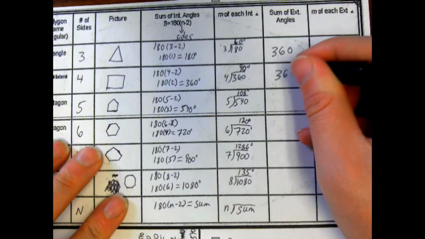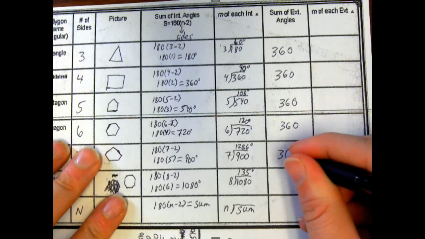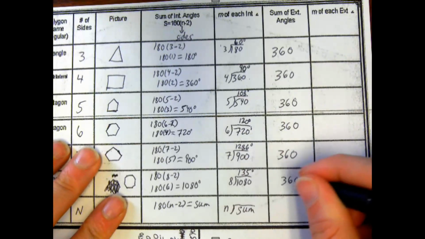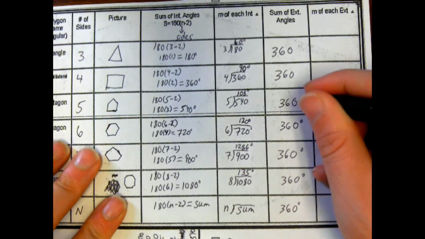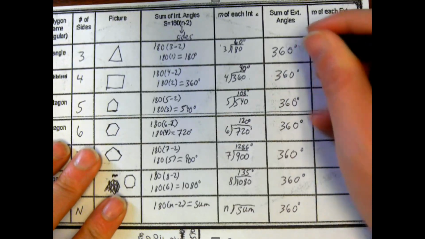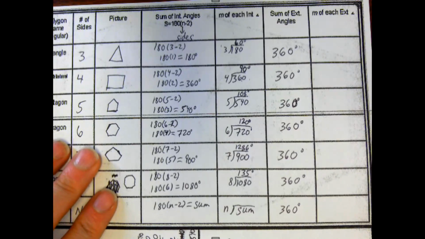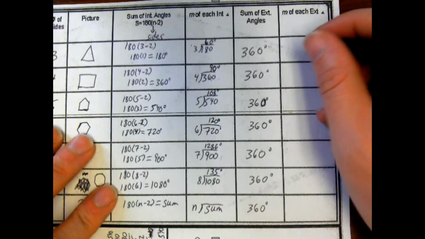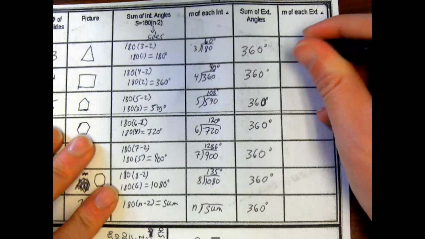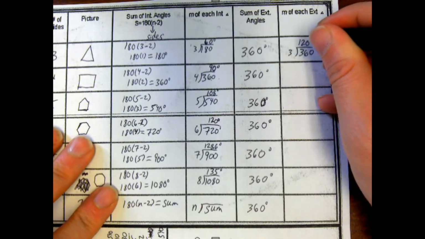Okay, sum of the exterior angles, always 360 degrees. No matter how many sides it has, the exterior angles will always add up to 360 degrees. And finally, the measure of each exterior angle, if it's a regular polygon, is going to be 360 degrees divided by the number of sides. So for a triangle, they'll measure 120 degrees.